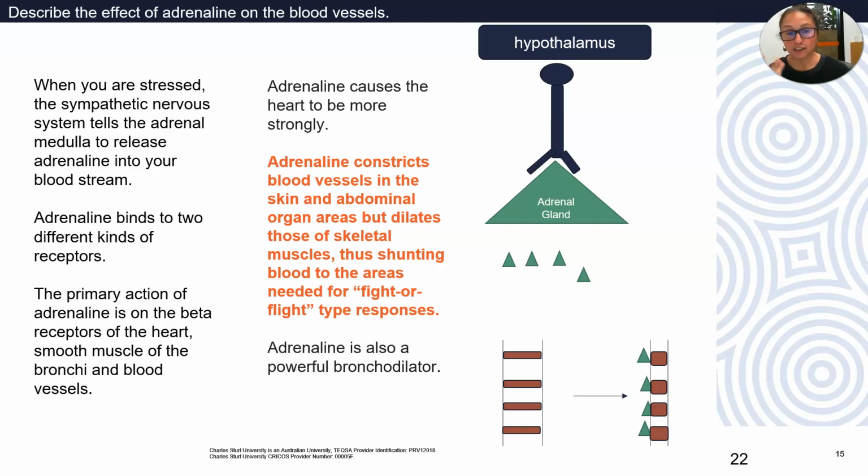Now, adrenaline has this effect. So adrenaline is going to affect the diameter of your blood vessels. It makes them constrict in the skin and abdominal areas, but it makes them dilate in your skeletal muscles. So you can add that to the picture here. You can add this to the skin and abdominal areas, but it's going to make them dilate in the skeletal muscles. So this is how adrenaline affects your blood vessels.